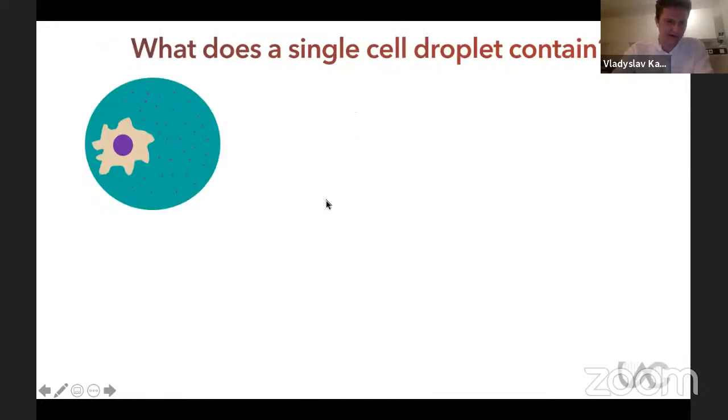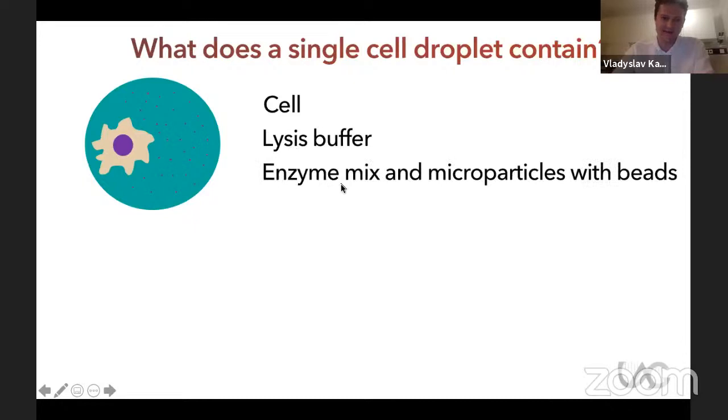So you can see a wonderful painting of mine that I was doing here in the PowerPoint. This is a droplet, as you can see in blue. And each of such droplets would contain ideally one cell and some particles inside. So the ingredients that we need to have in our droplets are the cell, lysis buffer that will dissociate the membrane of the cell and release all of the insides of the cell, and the enzyme mix and microparticles with beads. That is the thing that is contained in each and every droplet.